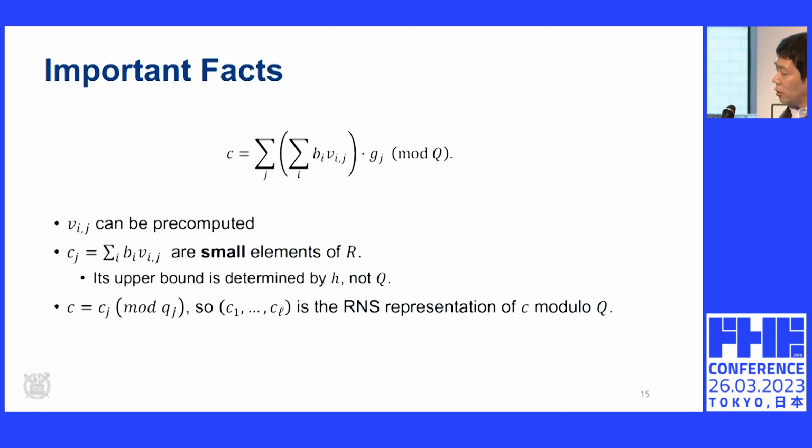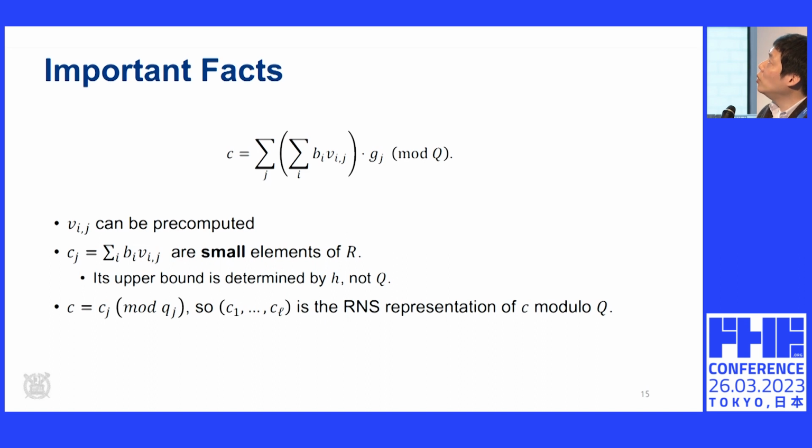Okay, some facts are listed here. Since the Ui are usually entries of some evaluation keys, they are fixed. So we can pre-compute their gadget decomposition Vij and reuse it many times, like for linearization or automorphism or whatever. And this Cj refers to the coefficients of Gj. So the Cj are now small elements of the ring of integers, and their upper bound is determined by the gadget decomposition, not Q. So it is independent of the ciphertext modulus size.